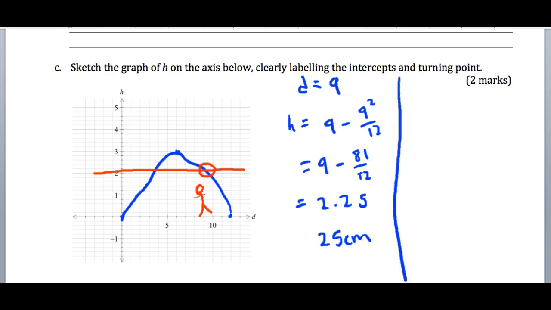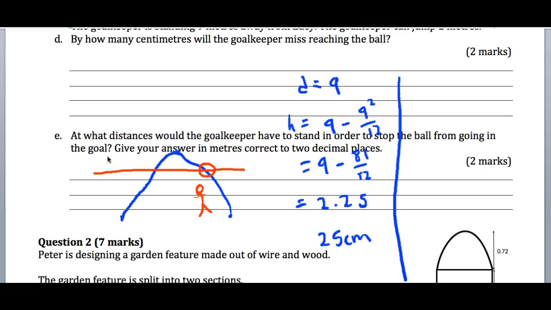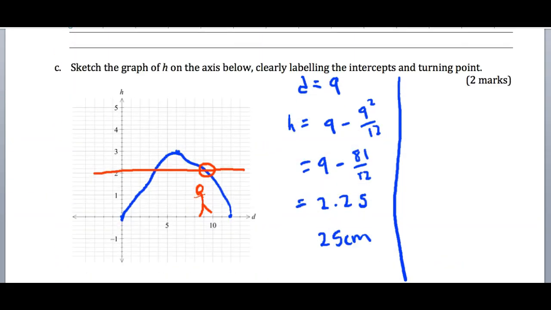Now the next question, and I'm going to keep that up because we need that graph. What distances would the goalkeeper have to stand in order to stop the ball from going in the goal? So your goalkeeper, let's just change the colour. I've already drawn it, sorry. Oh no, I'll keep it yellow. So the goalkeeper is here, can reach 2.